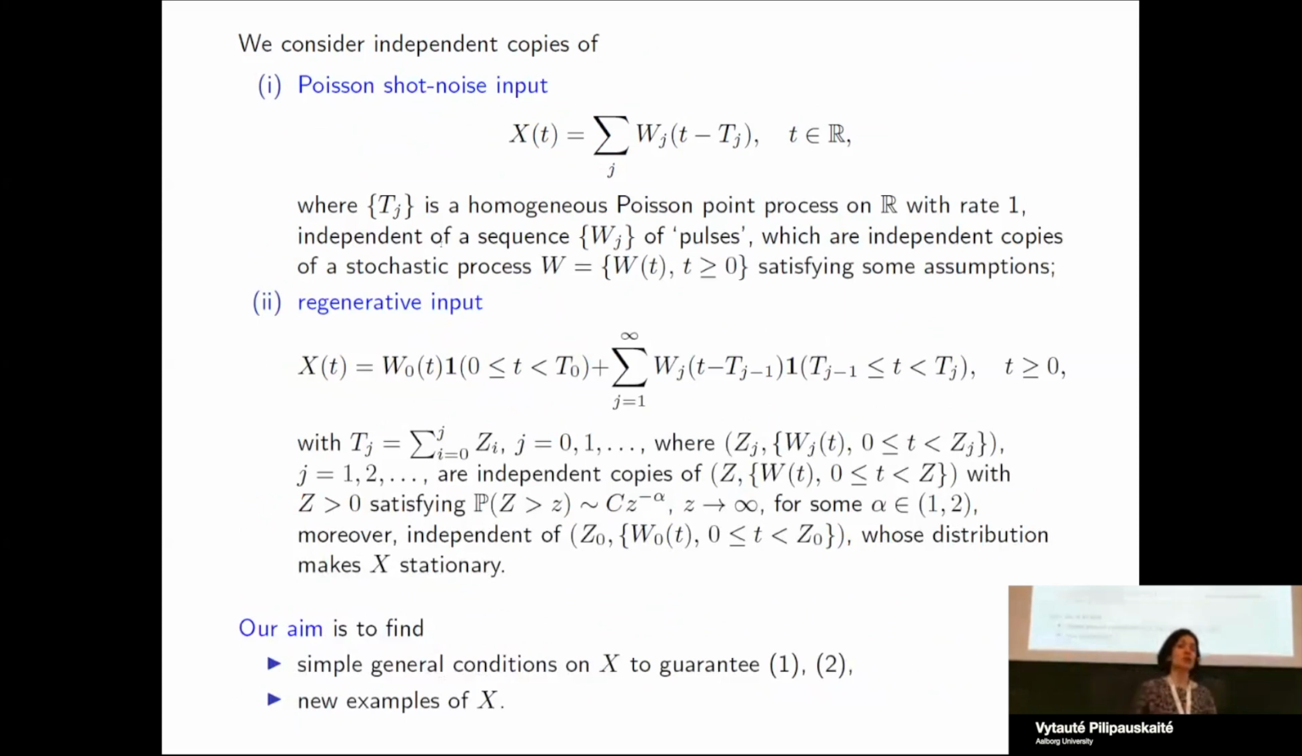So in this talk, the setting is very simple. We have independent copies of a process X, and we have two classes. The first class is Poisson shot noise input. We have a real line, and on this real line the T_j are a homogeneous Poisson point process, the arrival times. At each arrival we have a pulse function W_j, independent copies of some generic pulse W. And of course, there are some other assumptions, which I will state later.